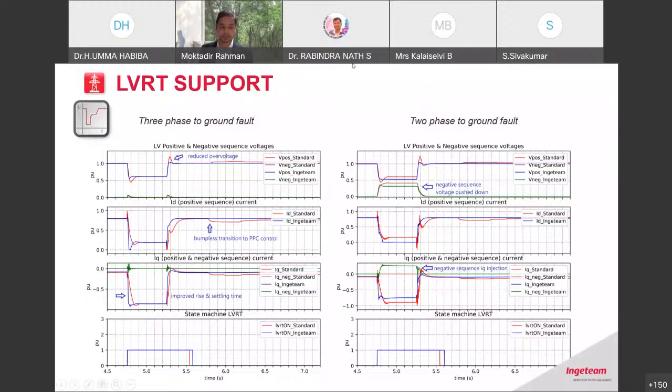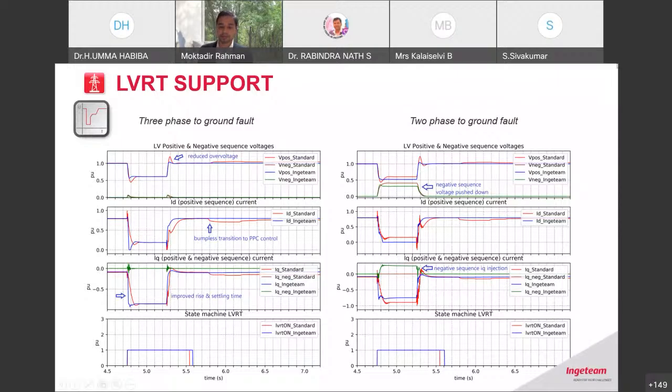So the spike should be reduced. We have the technology that during the fault recovery, the spike will be reduced. Also, there's a new thing in the market. The new requirement is that all large scale solar or wind should provide negative sequence current during an unbalanced fault.